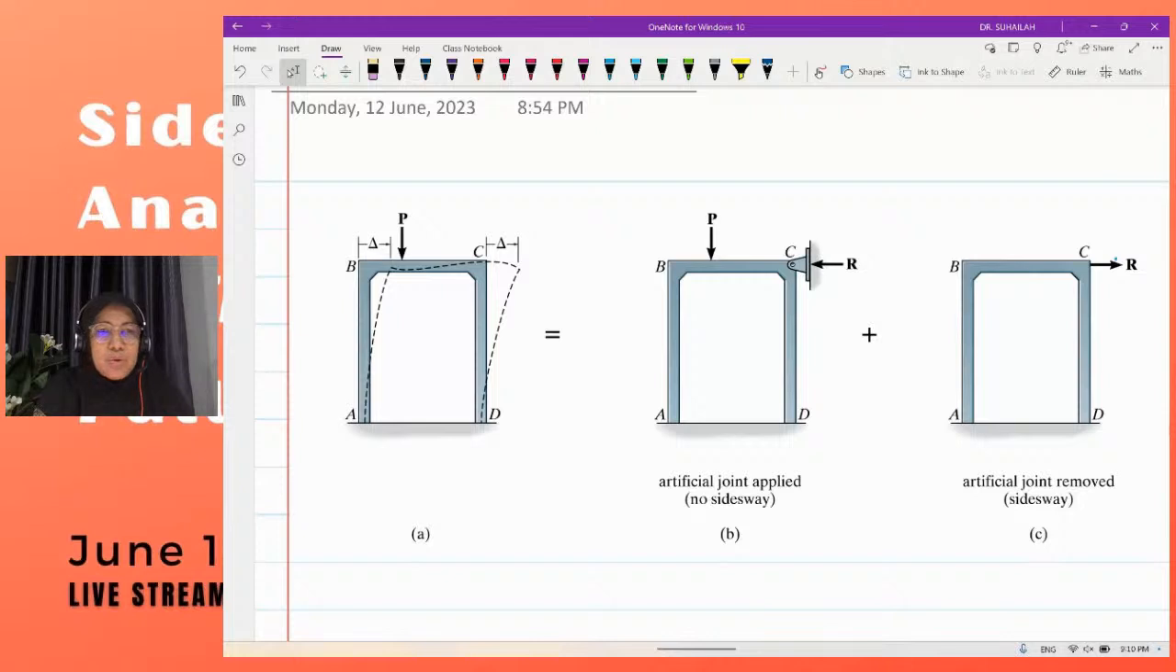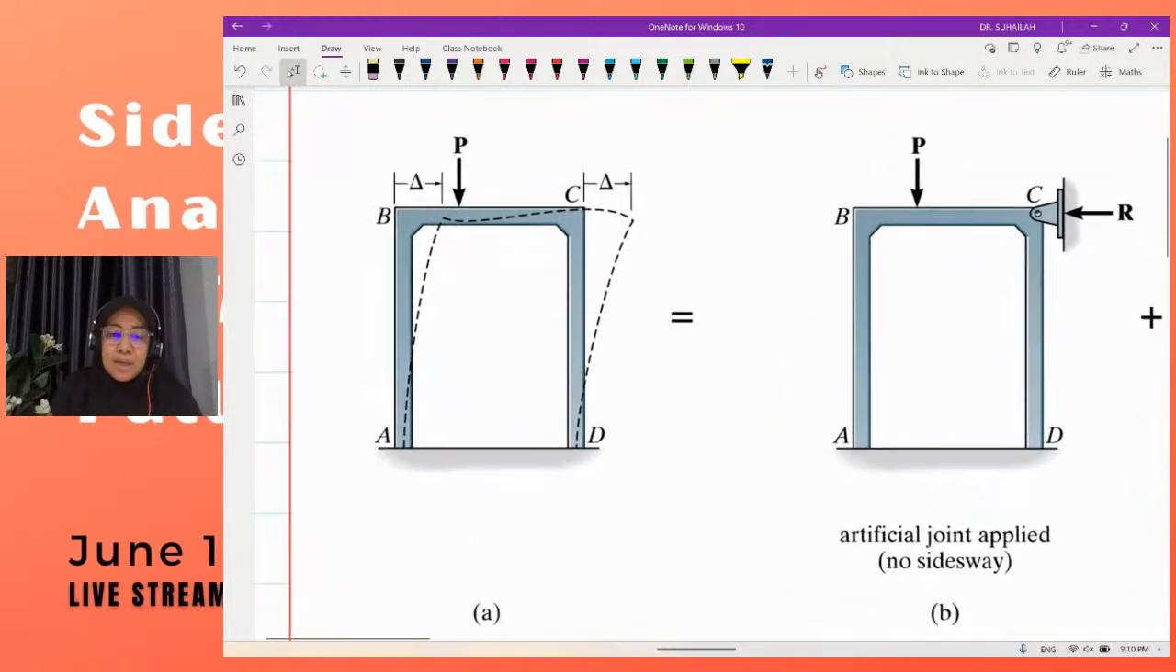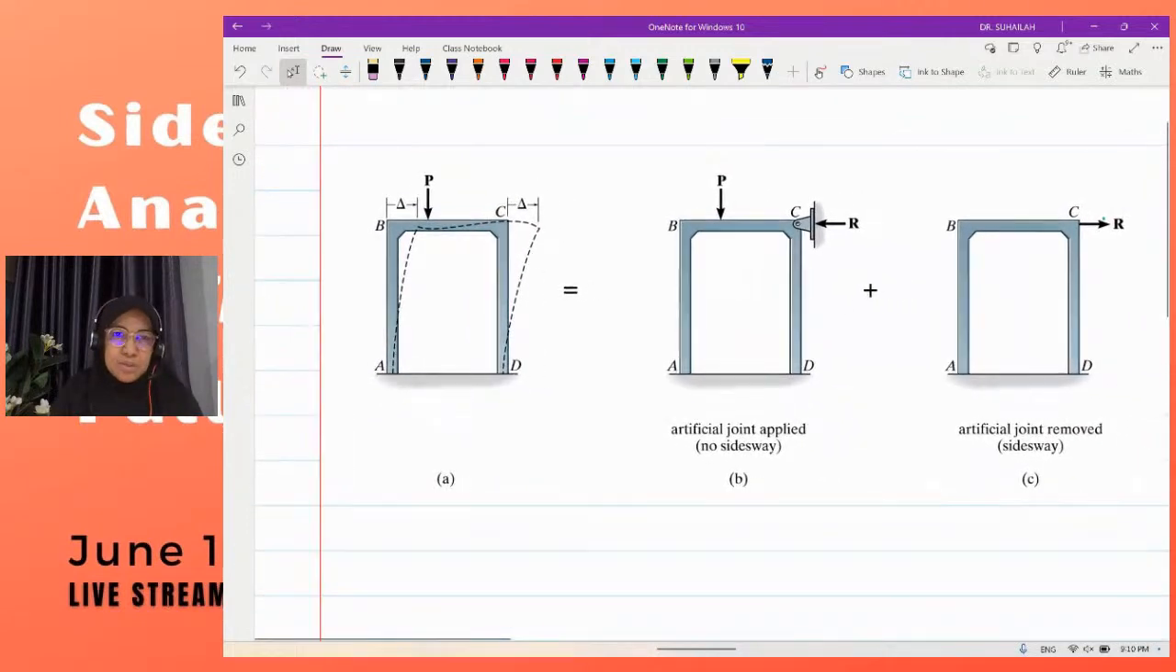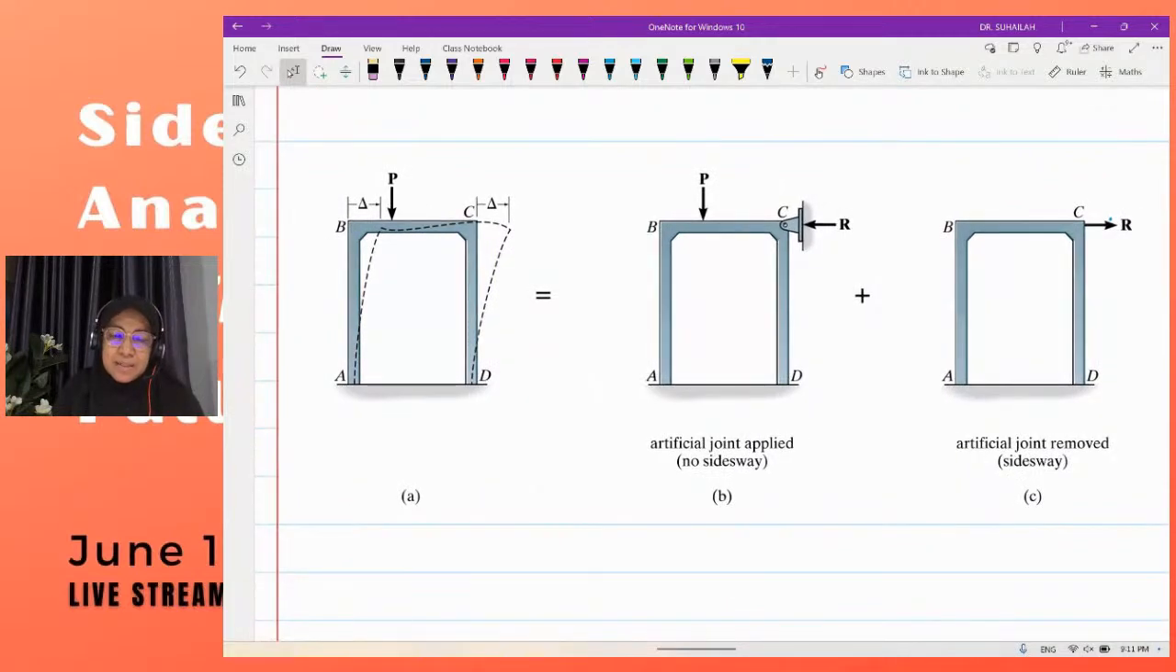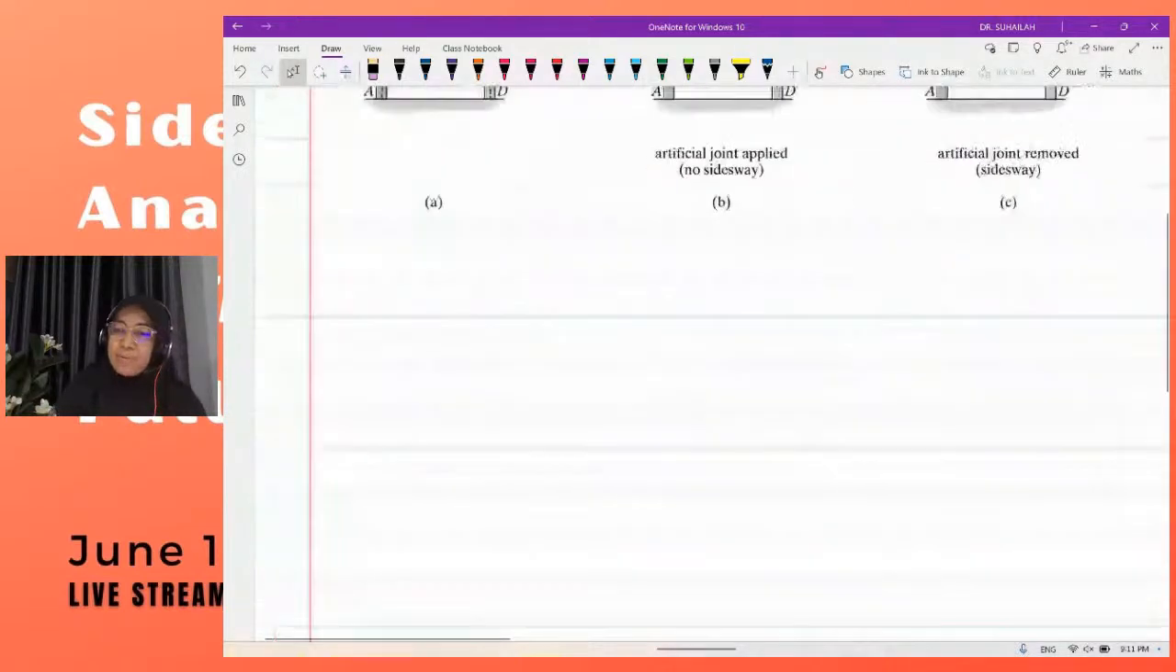So in this session, we are going to analyze a frame with side sway. In the moment distribution method, we will apply the principle of superposition. This is the diagram representing the principle of superposition for side sway frame analysis. Based on this concept, which we have actually discussed in the physical class, we are going to analyze one frame question.